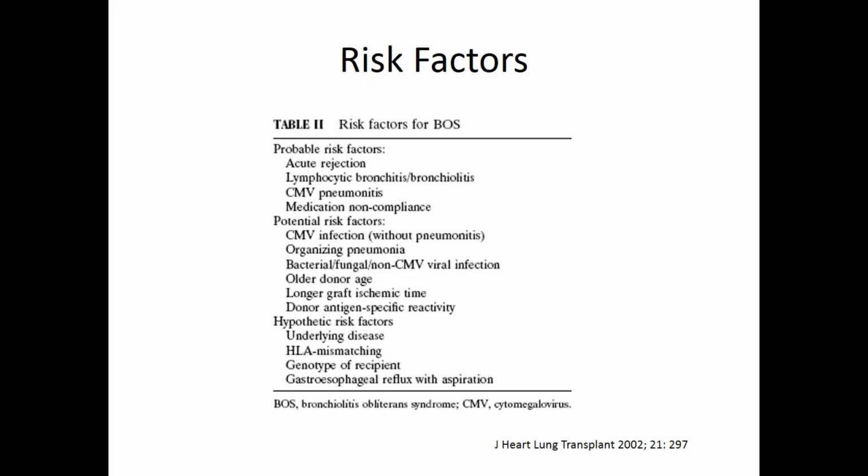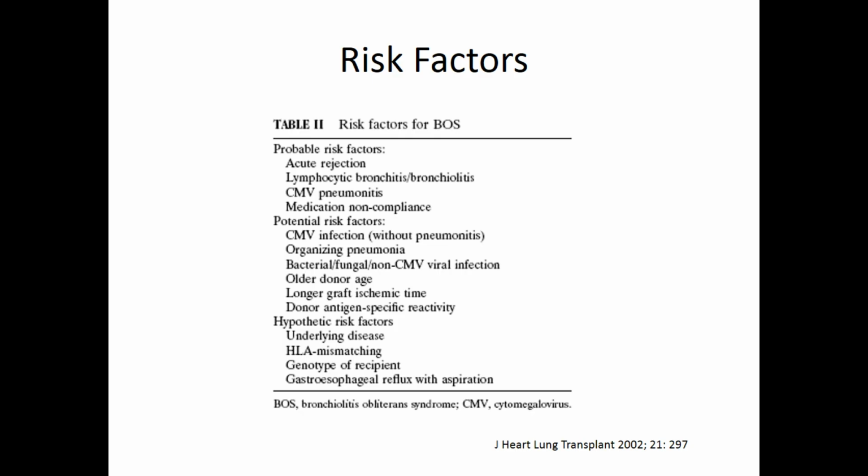Chronic rejection typically occurs later after solid organ transplantation and can be increased in risk by the development of acute rejection, CMV pneumonitis, and medication noncompliance. Other potential risk factors are listed here, and we mentioned that other infections, including other viral infections as well as bacterial and fungal infections, can potentially contribute to the development of allograft dysfunction.